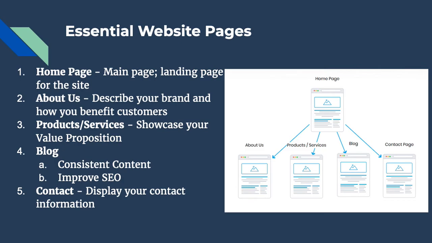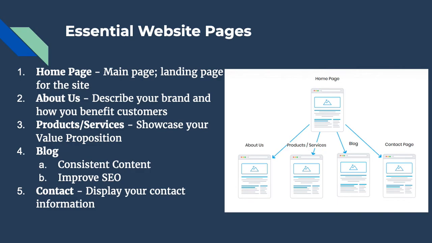On your website, you should have at least 4 pages. The home page, this is the main page that users see when they type in your domain, and in a way this is the landing page for your site. There's the About Us page, which is used to describe your brand from the perspective of serving your customers. That is, how are you uniquely positioned to solve their problems?